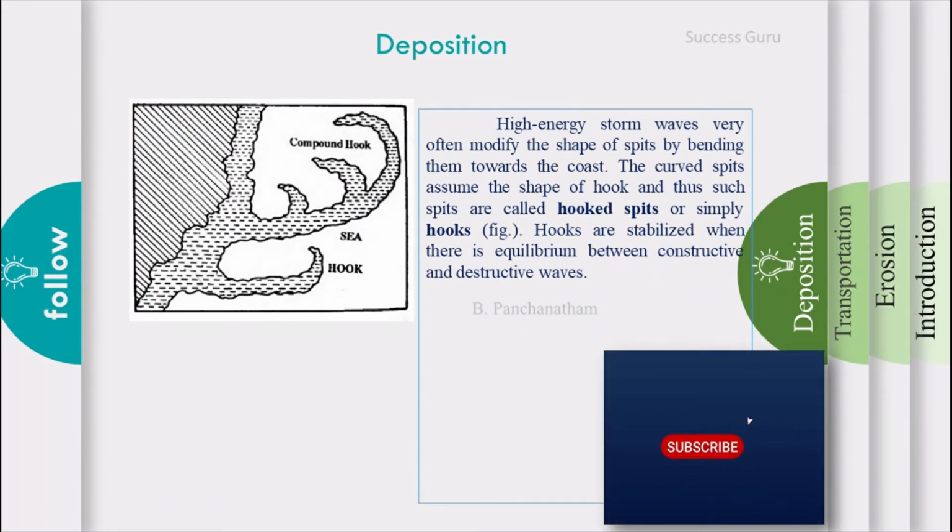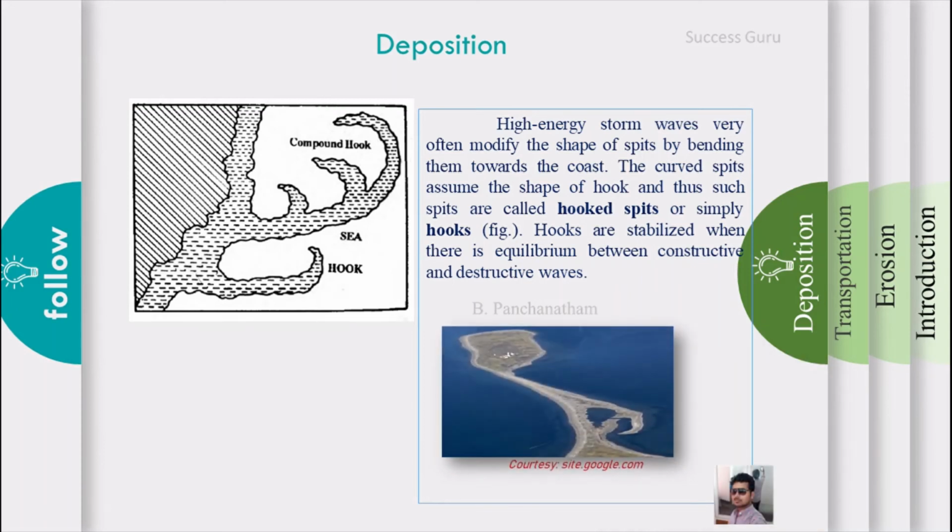The high energy storm waves very often modify the shape of the spit by bending it towards the coast. The curved spit assumes the shape of a hook, and thus such a spit is called a hooked spit or simply a hook. The hooks are stabilized when there is an equilibrium between the constructive and destructive waves.